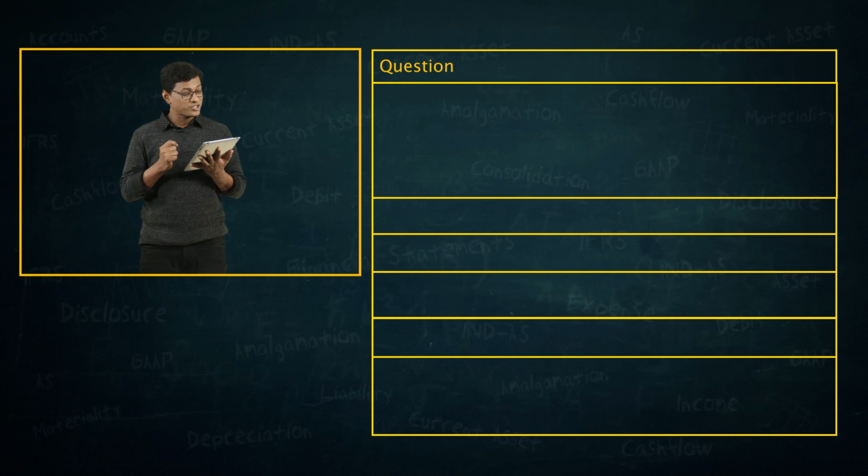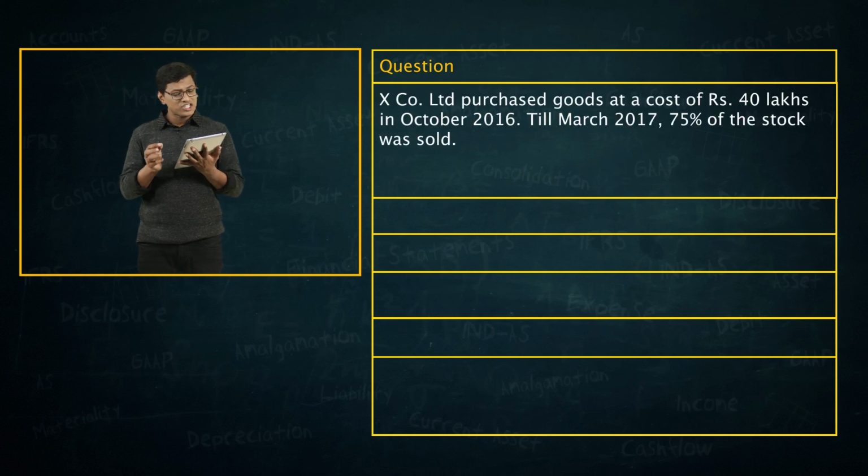Let's now look at the next question. X Company Limited purchased goods at a cost of 40 lakhs in October 2016. Till March 17, 75% of the stock was sold. So 40 lakhs purchased, 75% sold. What is left out then? 25%. 25% of 40 lakhs is how much? 10 lakhs. So 10 lakhs is what is left out.